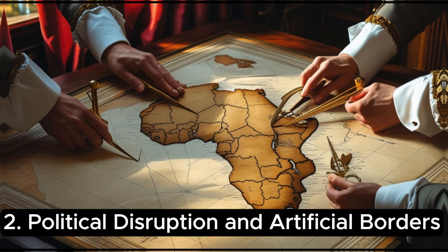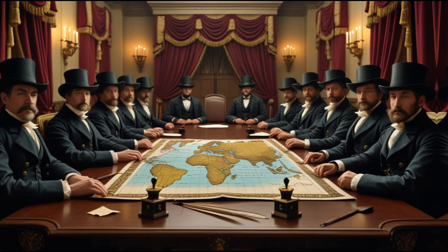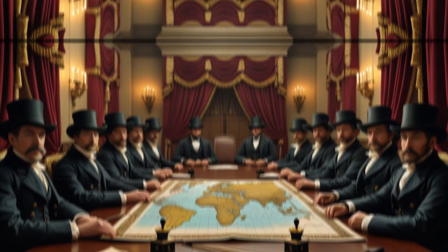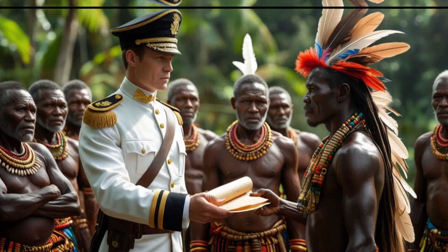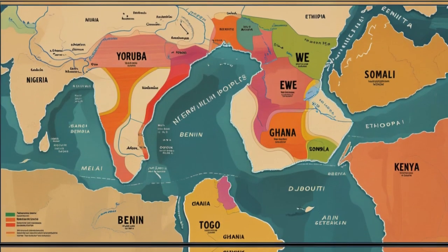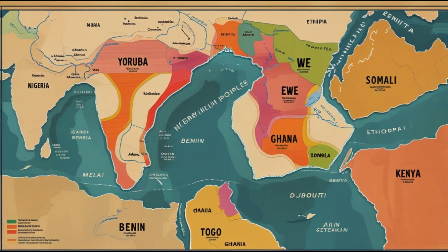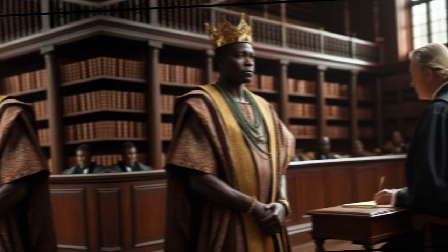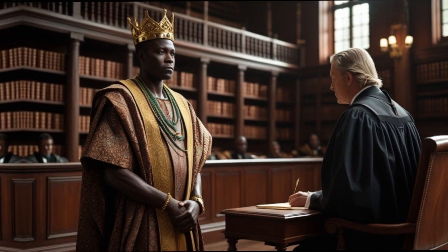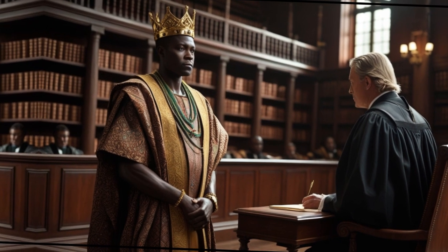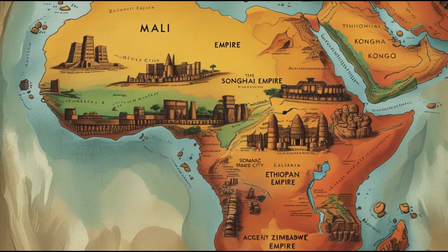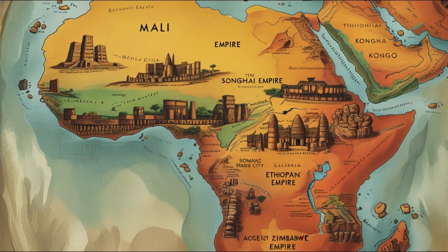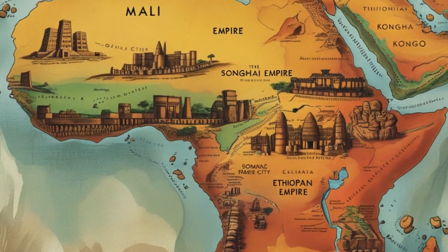Political disruption and artificial borders. Colonial rule dismantled traditional governance systems. Indigenous leaders were often replaced or subordinated to colonial administrators. The new borders grouped together diverse ethnic groups or split them apart, leading to tensions that persist in modern nation-states. For example, Nigeria, home to over 250 ethnic groups, was unified under British rule, sowing seeds of future conflict.